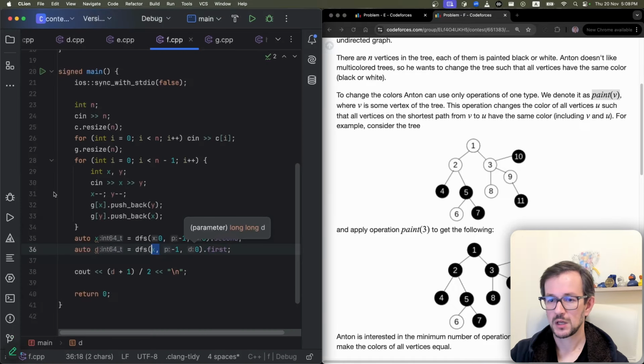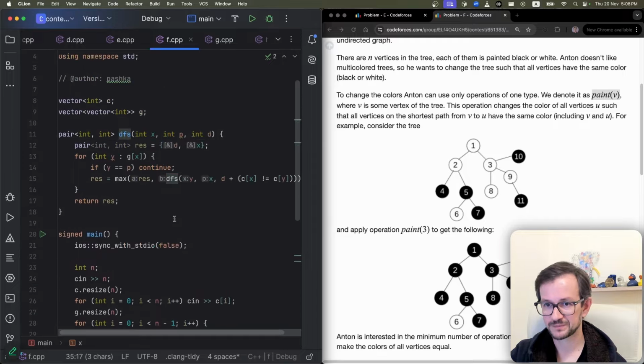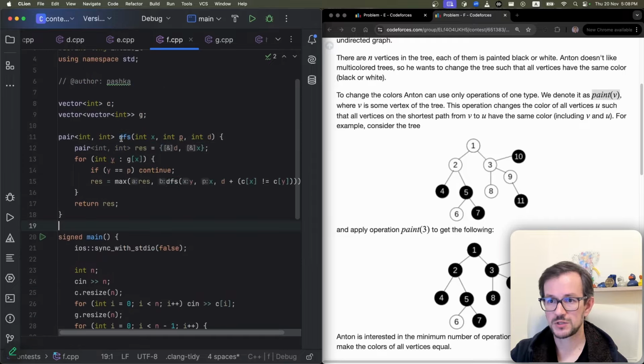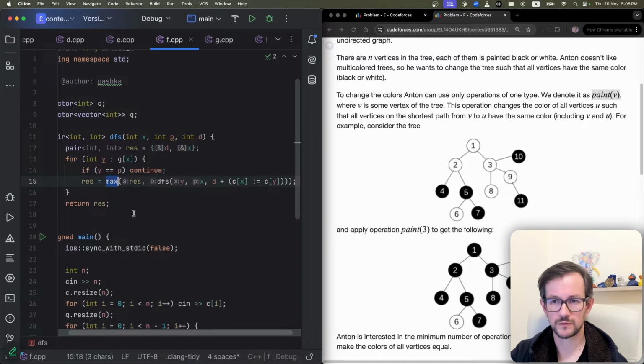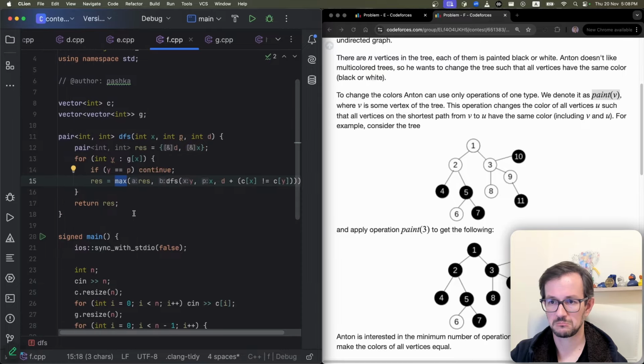It's very easy. So let's see. I find node x, then find the diameter. So this DFS actually finds the diameter and the farthest node. It's a simple DFS, like normal for trees: x, my parent, and the current distance. And here I call DFS of y with distance plus the weight of the edge. So it's 0 if they're equal, 1 if they're not equal. And just calculate the maximum of all of this. That's it. That's very, very simple code.